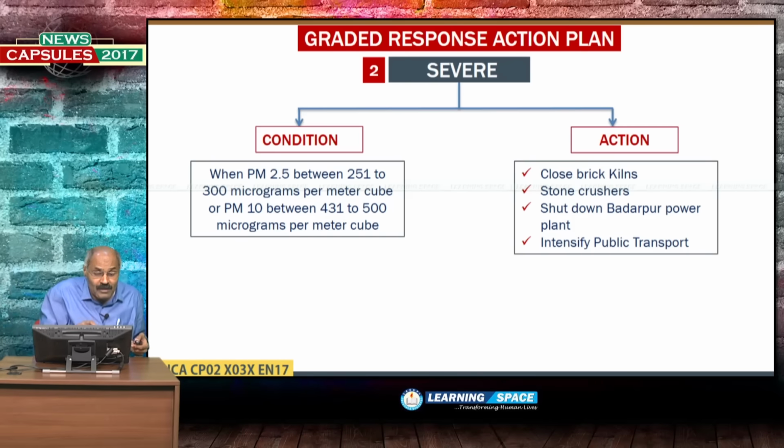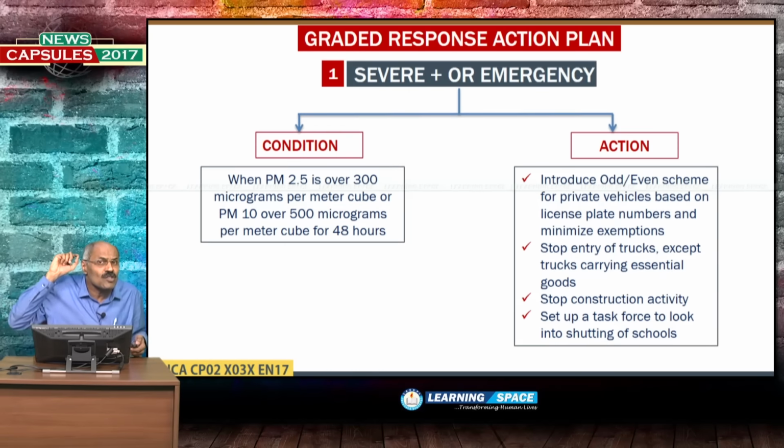When PM 2.5 is 251 and above or PM 10 is 431 and above, then under these circumstances, brick kilns are to be closed. Then stone crushers are to be closed. The Badarpur power plant is to be closed. Like that. And let us come to the most severe form, right? The most severe form is when PM 2.5 crosses 300 or PM 10 crosses 500.